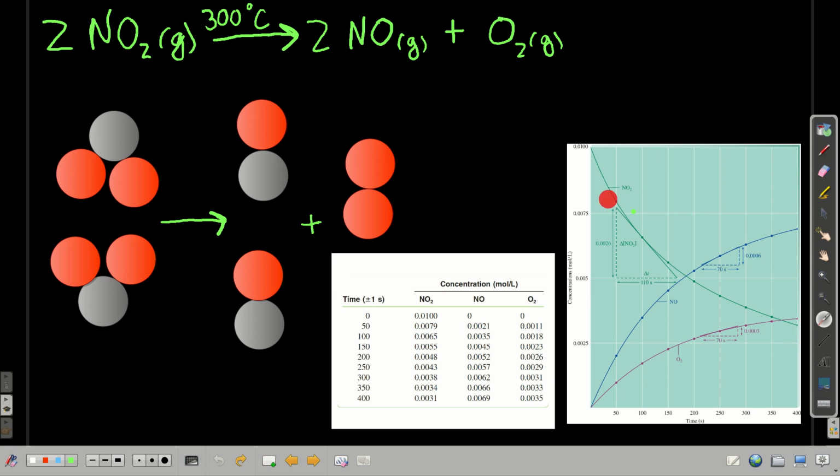So this graph shows how the concentration of nitrogen dioxide, that's this green line here, changes over time. This is concentration in moles per liter versus time in seconds. And it curves down like this. The blue line here is the appearance of nitrogen monoxide, and this one is the appearance of oxygen. So at time 0, we don't have any nitrogen monoxide or any oxygen, and we have, in this specific example, 0.01 moles per liter of nitrogen dioxide. As nitrogen dioxide decomposes, we start to see some of the products appear. And this is a table of the data that was used to make these graphs.